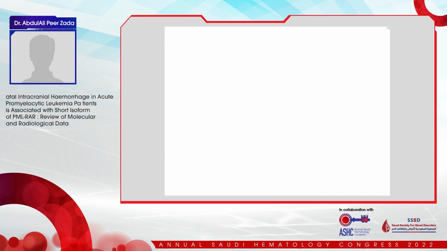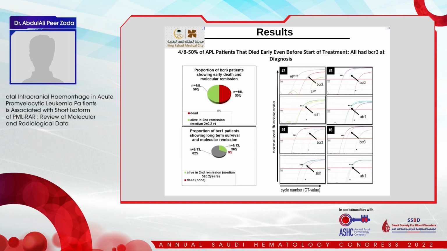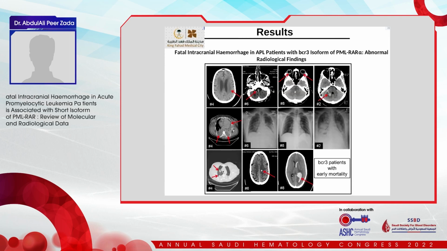Next, please. So here you can see that of these 8 BCR3 patients, 4 of them, as I said, died early, showing early mortality, and the rest went into molecular remission. None of the BCR1 patients died, and all went into molecular remission. And as you can see in the right panel, in the qPCR results, all of these patients who died early were actually BCR3 positive, as you can see in this diagram.